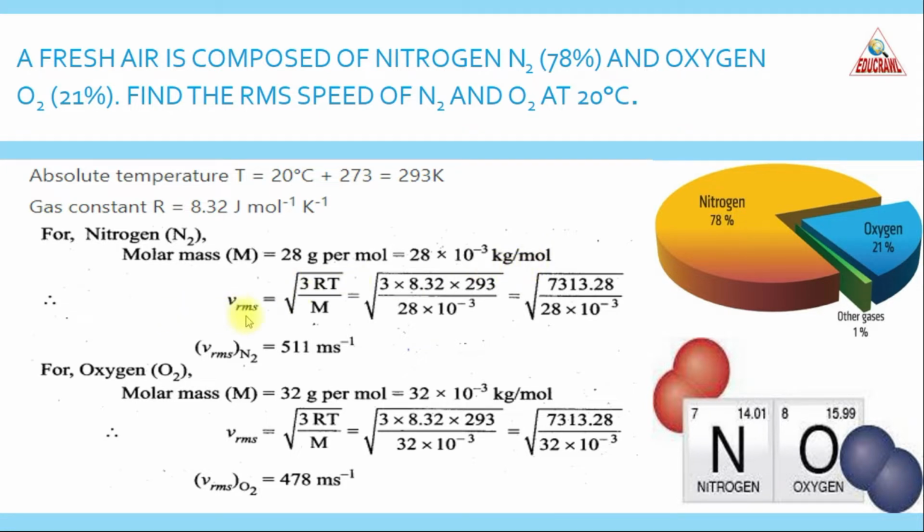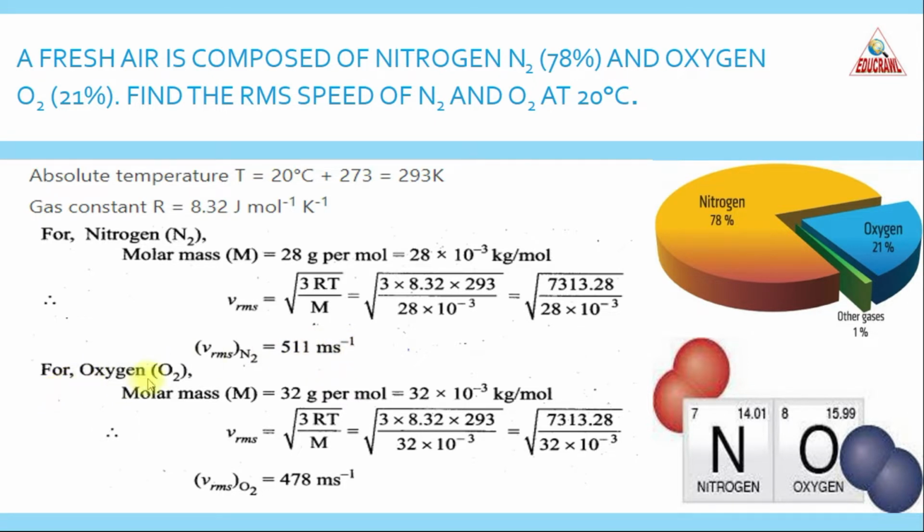Now we can find the RMS speed using the formula Vrms is equal to square root of 3RT divided by M, where R is the gas constant, T is the absolute temperature and M is the molar mass. So substituting the given values and simplifying, we get the Vrms value of nitrogen as 511 meter per second.